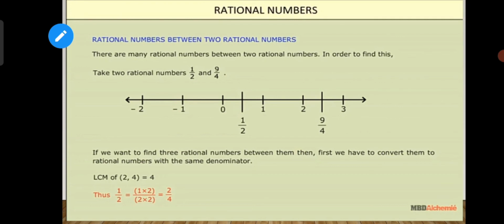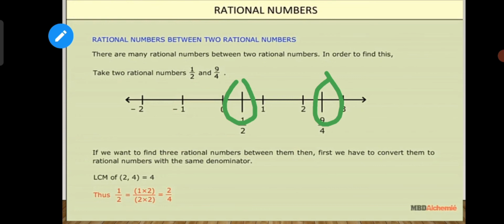Rational numbers between two rational numbers. There are many rational numbers between two rational numbers. In order to find this, let's take an example. We have two rational numbers, 1 by 2 and 9 by 4, and between these two rational numbers we have to find out two rational numbers. Suppose we have to insert.